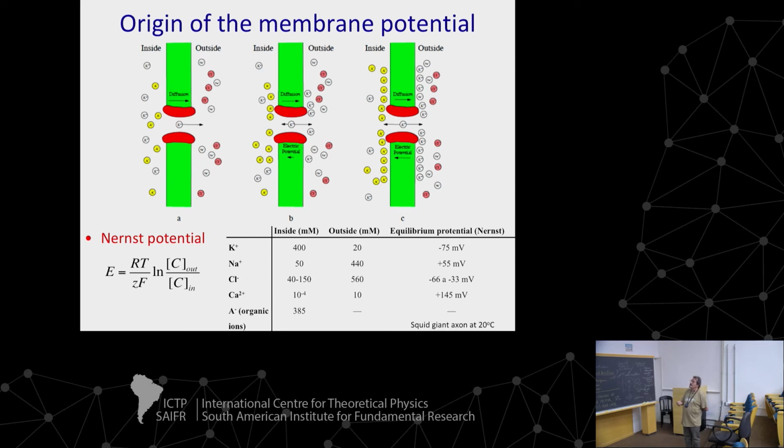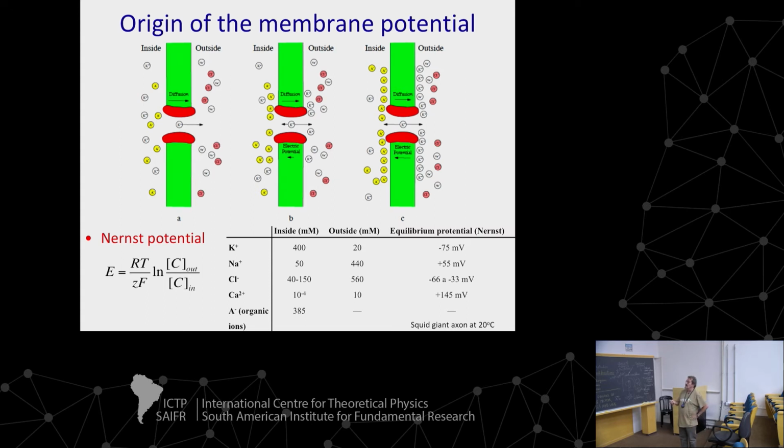So here are values of the Nernst potential for different ions under standard conditions for the squid giant axon, which was the model system used by the first neuroscientists, first biophysicists who studied this problem in the mid-20th century. So the equilibrium potential for potassium is minus 75 millivolts. This is if the only ion that could flow across the membrane was that ion. So if only potassium could flow across the membrane, the equilibrium voltage would be minus 75. If only sodium could flow, the equilibrium potential would be plus 55, and so on.